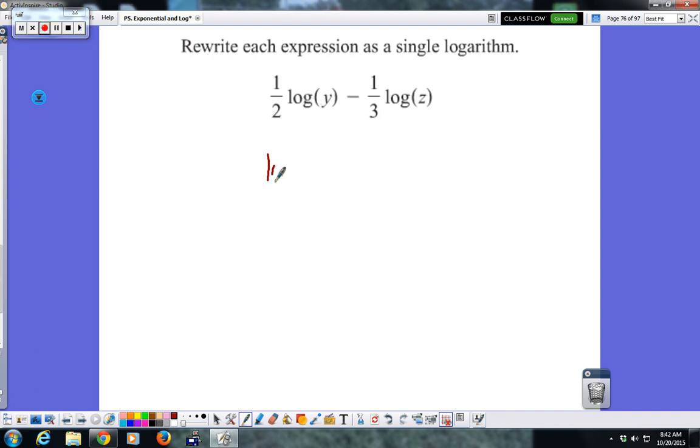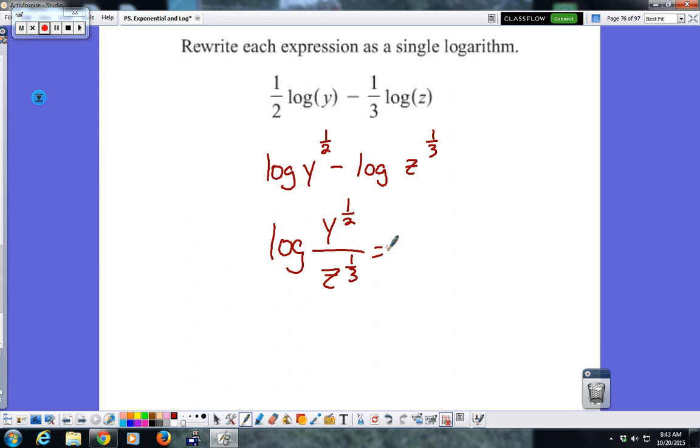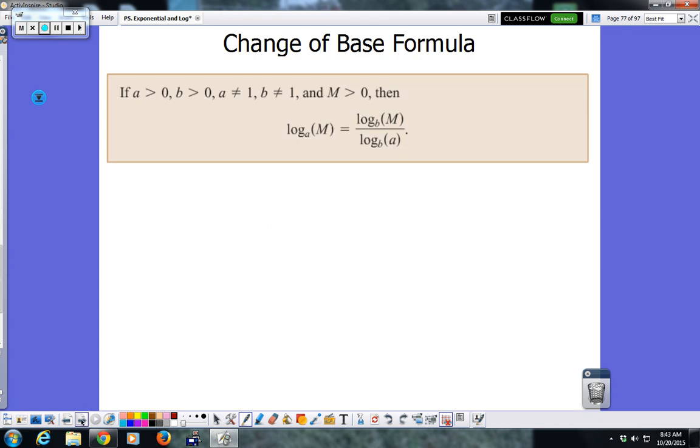Things being multiplied times log, I can rewrite that as the log of y to the 1/2 power minus the log of z to the 1/3 power. A log minus a log, I can write as the log of y to the 1/2 divided by z to the 1/3. Or if you don't like rational exponents, log of y to the 1/2 can be written as the square root of y over the cube root of z. Again, that's simply your logarithm rules the other direction.